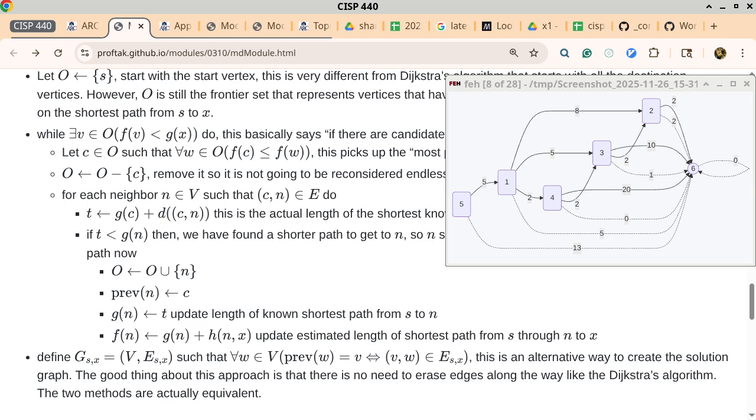Okay? Because the opposite way to look at this is to say every vertex in O, every single one, has an f value that is greater than or equal to g of x. So what that means is for every vertex inside O, the shortest path, even though we may not have explored the entire thing, we are guaranteeing that all of those paths will have a length that is greater than the length of the shortest known path to the destination already. So that means there's no need to explore any further.